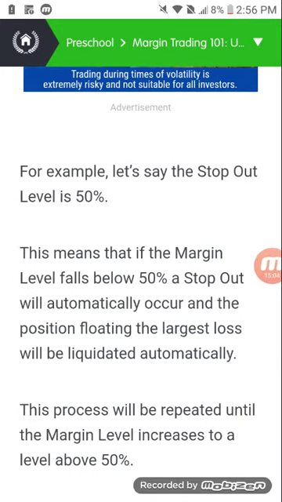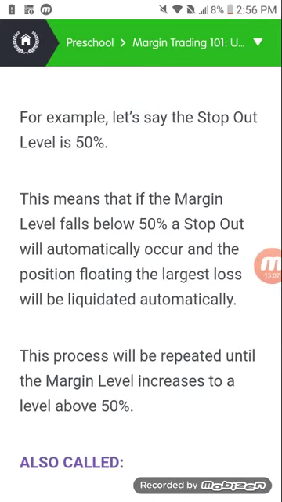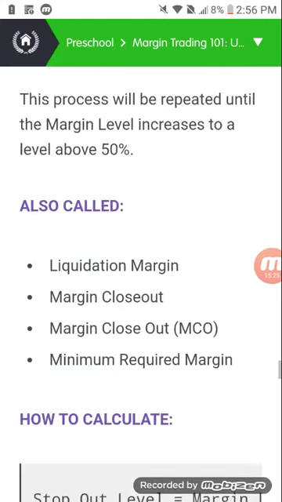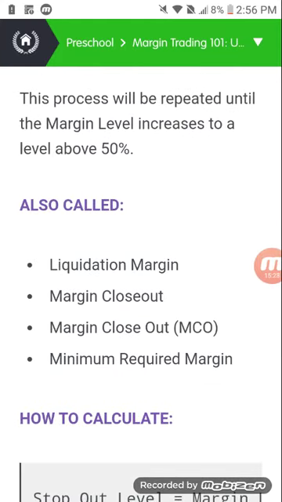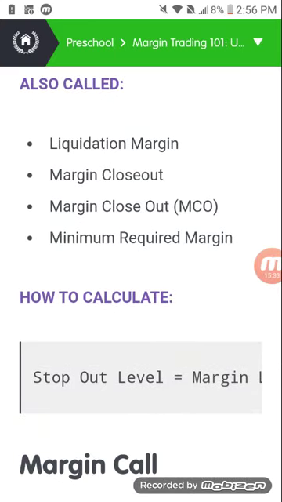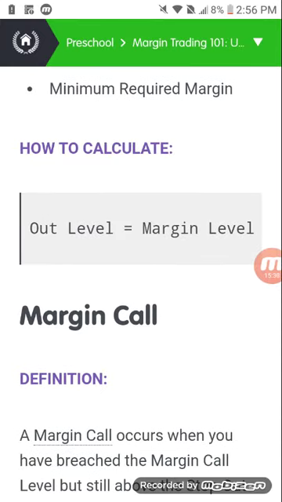For example, let's say that your stop out level is 50%. This means that if your margin level falls below 50%, a stop out will automatically occur in your floating positions. The largest loss will be liquidated automatically first. Following that, the process will be repeated until the margin level increases to a level above 50% or 100%, depending on the broker. It's also called liquidation of margin, margin closeout, and minimum required margin. So how to calculate that would be the stop out level equals the margin level at a certain percentage.